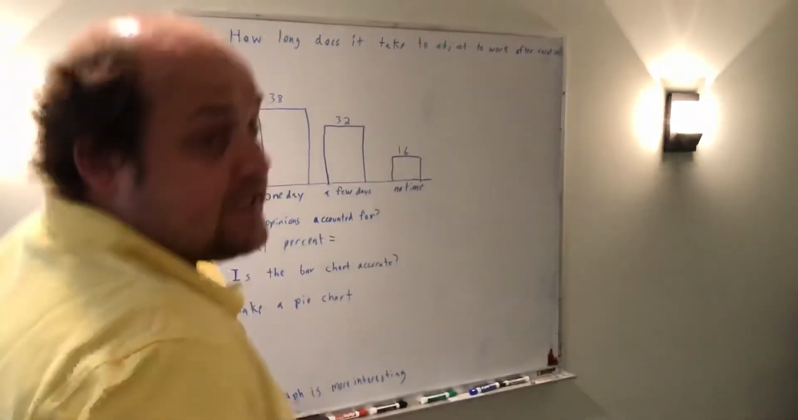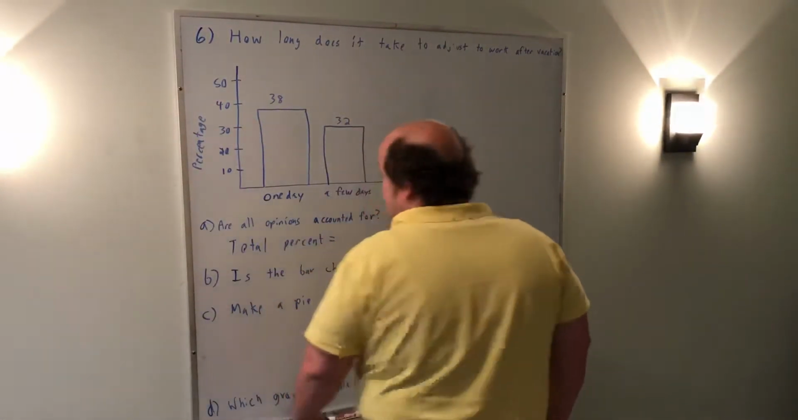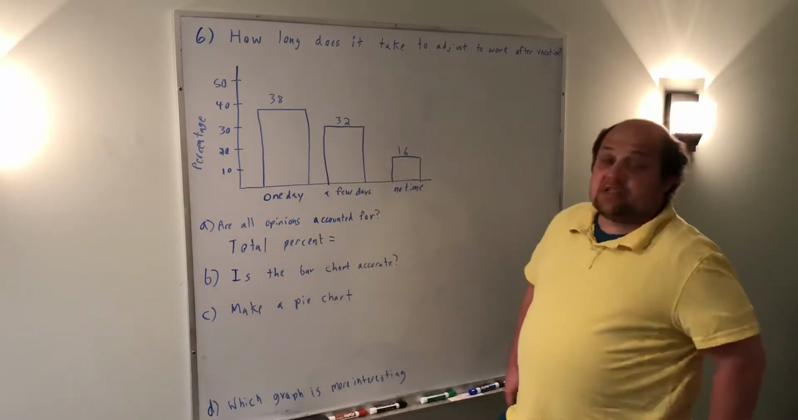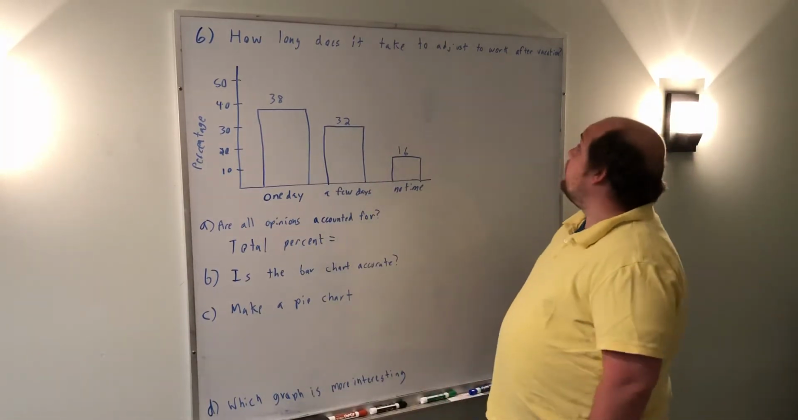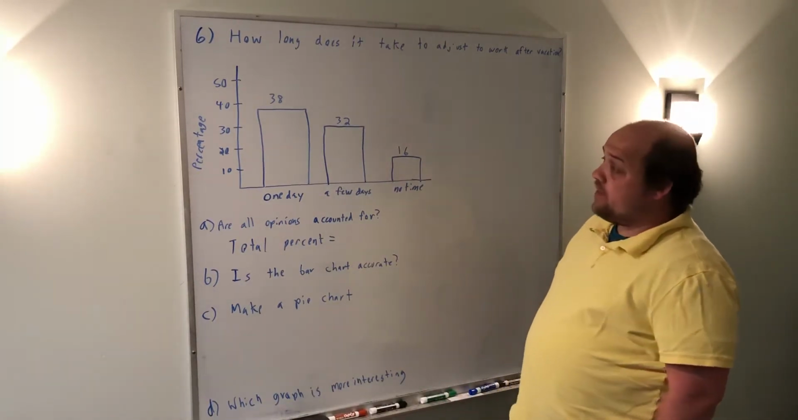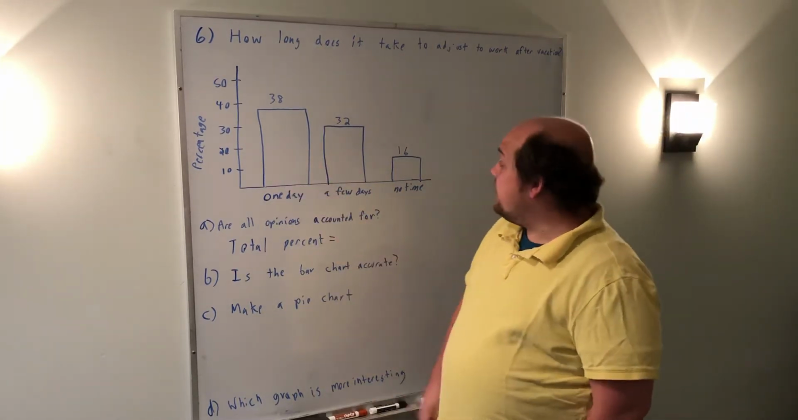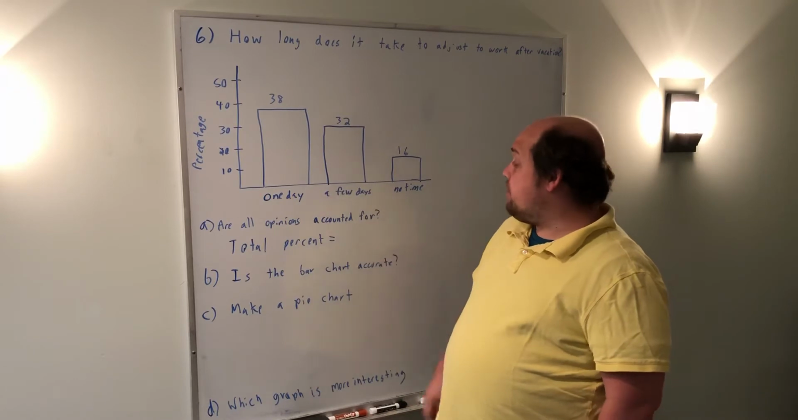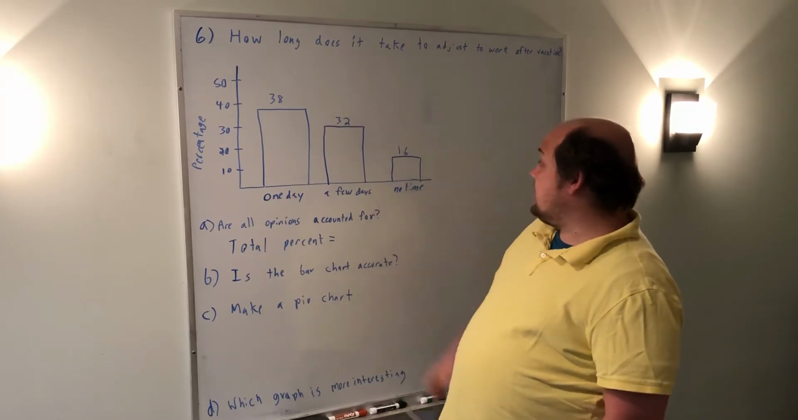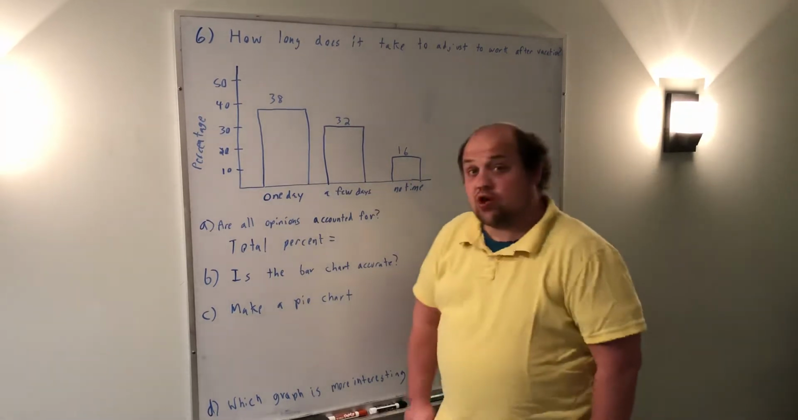In question 6, we're given a bar graph to look at and then answer questions about. The bar graph's based on how long it takes to adjust to work after a vacation. We see that it takes 38% of the people 1 day, 32% of the people we asked a few days, and 16% of the people no time at all.